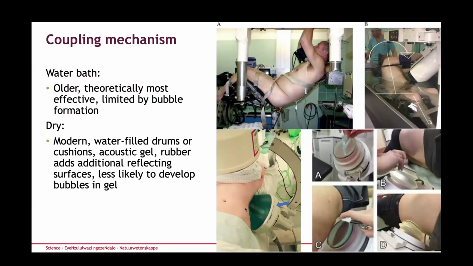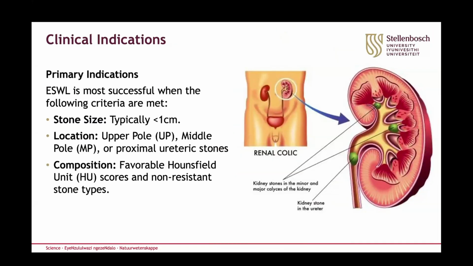Looking at your coupling mechanisms, you can either have a water bath or a dry method. The water bath is considered to be an older method, but theoretically offers more reliability, as there's less bubbles that can form between the source and the patient. Your dry form is more modern. A water-filled drum or cushion with acoustic gel or rubbers can be added to increase the reflective surface, and is less likely to develop bubbles in that medium.